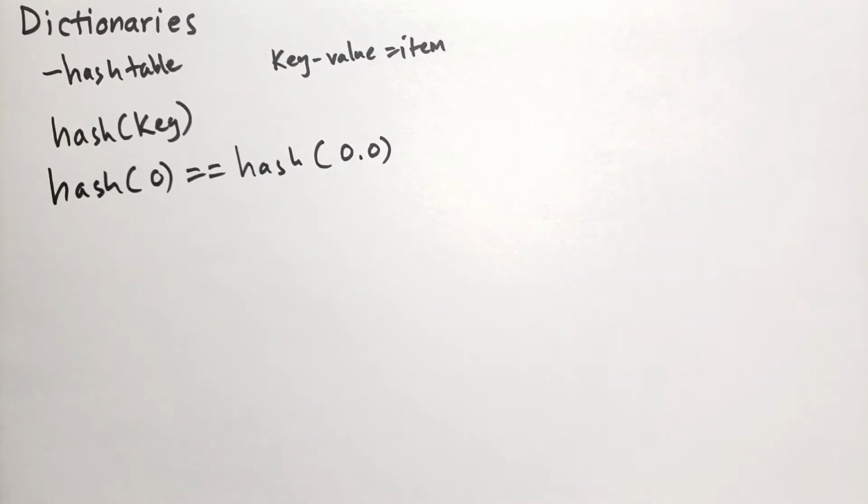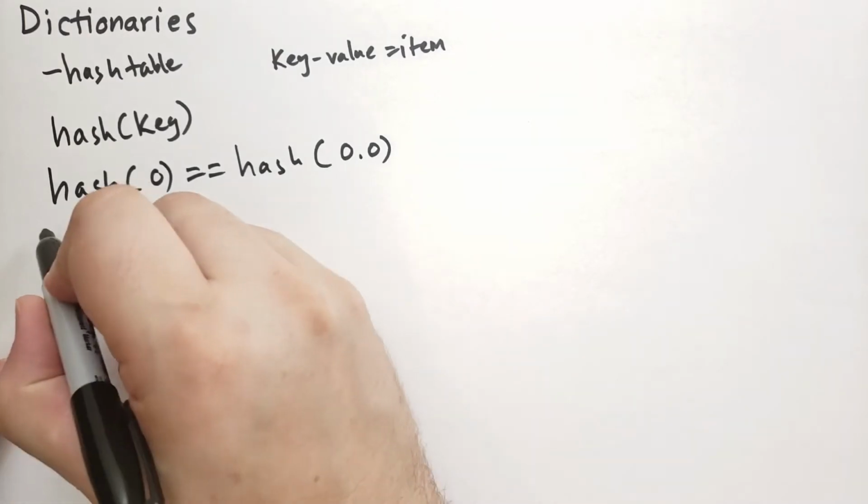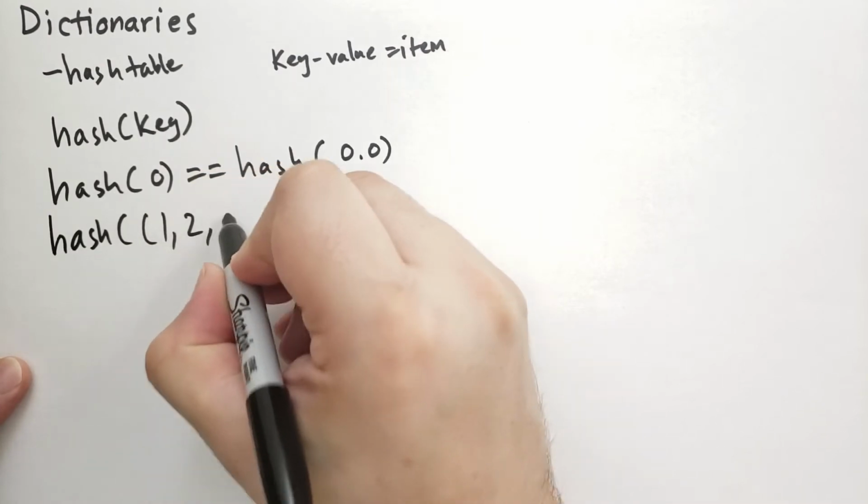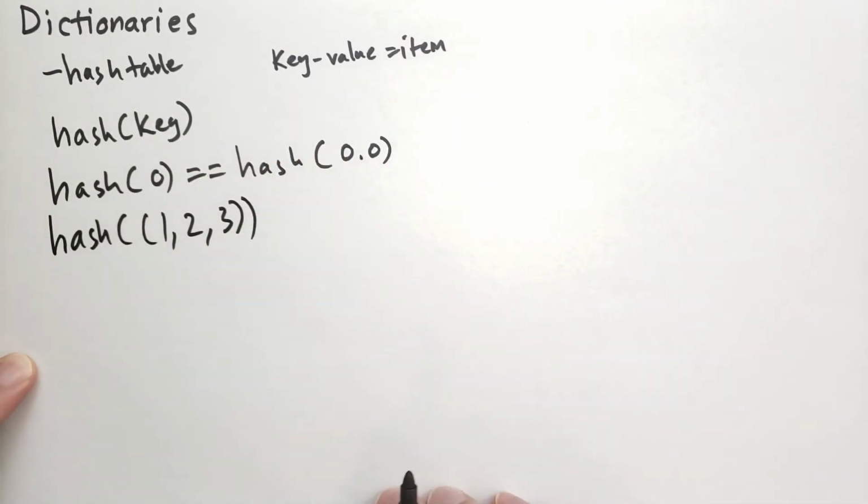You can also hash tuples. Each item in the tuple must also be hashable. Remember, any immutable object in Python is likely hashable. So here's an example of what you might do with a tuple. You can do 1, 2, and 3 inside the tuple and hash that. So the tuple 1, 2, 3 is a valid key.